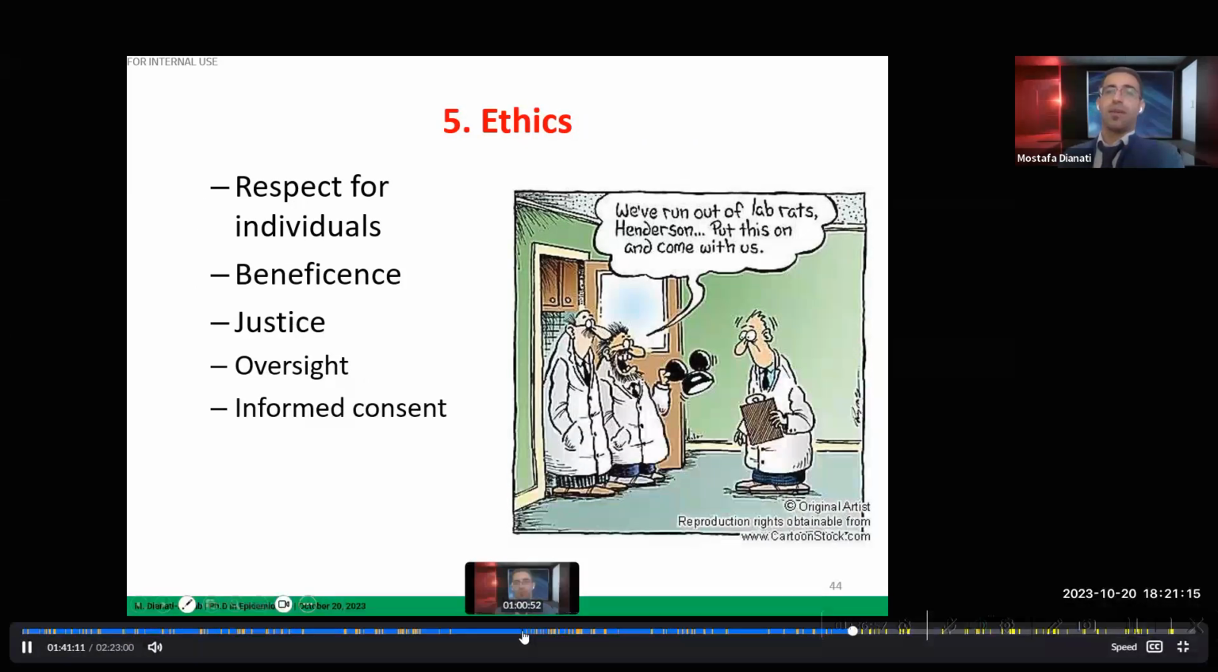Ethics and ethical consideration in these studies is really a big issue. First of all, respect for all individuals in your study. They should be aware of the beneficence, risk, and any outcome that you think can have on the patients or on the individuals. Justice, and also they should be completely aware and should sign an informed consent form.